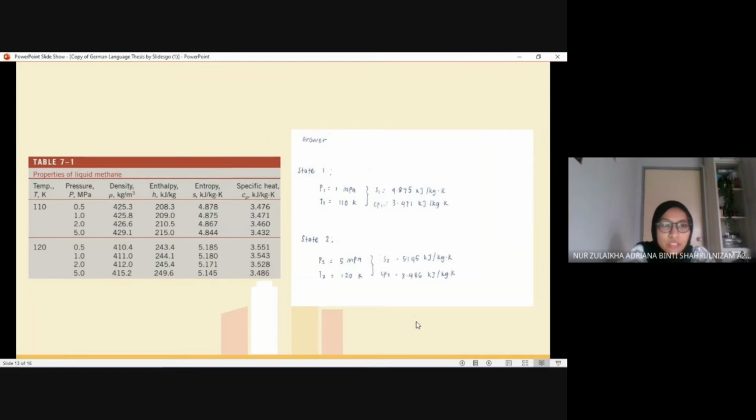We can refer to table 7.1 as the picture at the right shows. At state 1, pressure is 1 megapascal and the temperature is 110 Kelvin. From table 7.1, we get the entropy is 4.875 and the specific heat is 3.471. For state 2, the pressure is 5 megapascal and the temperature is 120 Kelvin. Thus, we get the entropy is 5.145 and the specific heat is 3.486.